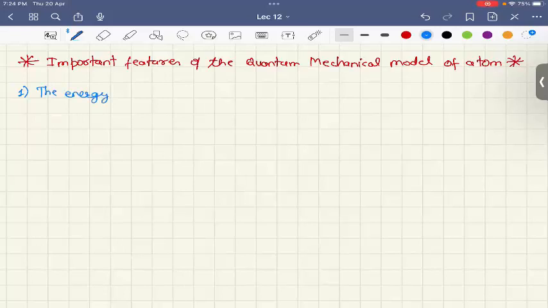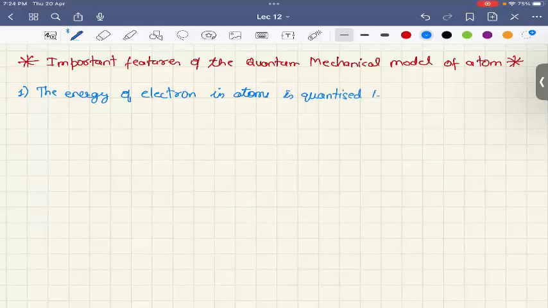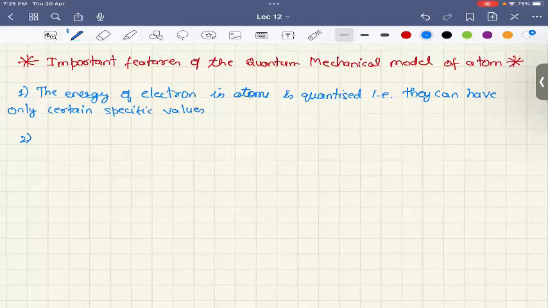The energy of electron in atoms is quantized, that is, they can have only certain specific values, right? The second is the existence of quantized electronic energy levels in a discrete manner, a direct result of the wave-like properties of electrons, and they are allowed solutions of Schrodinger equation, right?